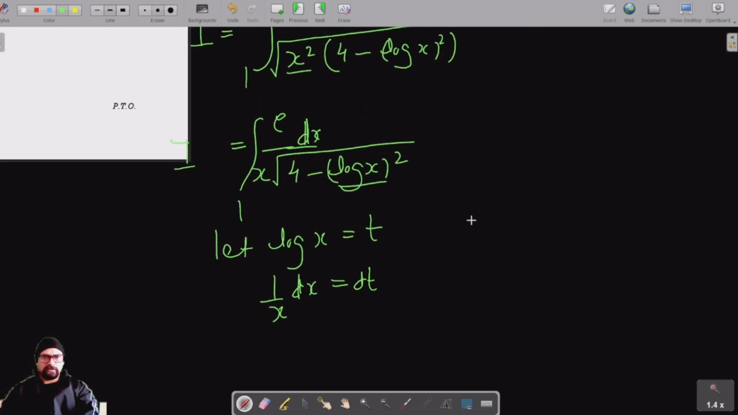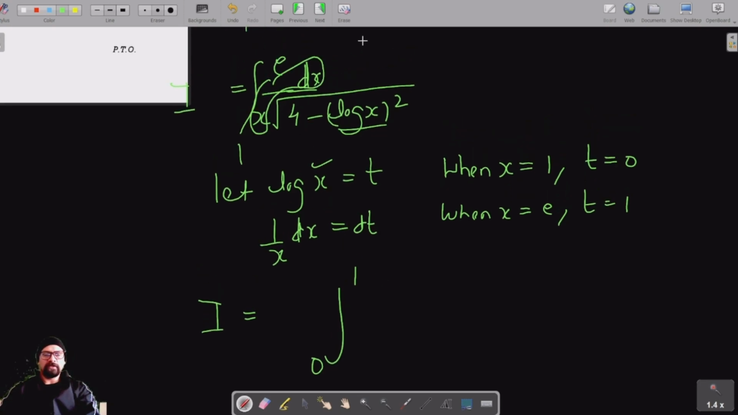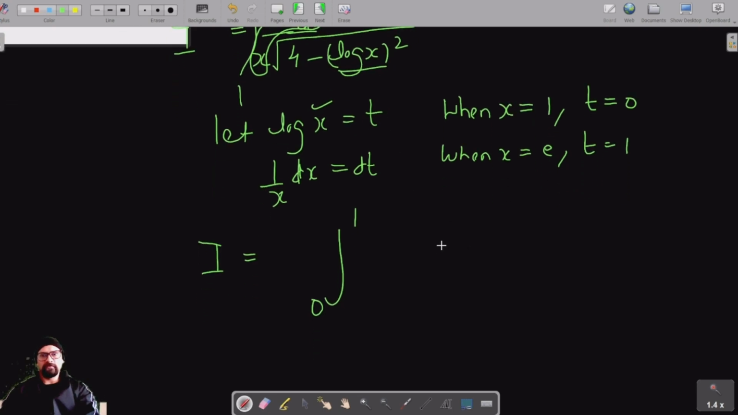Let's get the new limits as well. When x is equal to 1, t is equal to 0. And when x is equal to e, t is equal to log e, which is 1. So our integral is ready with the new limits, 0 to 1. And 1 by x into dx is dt, so it's dt, and it's under root 2 square minus t square.